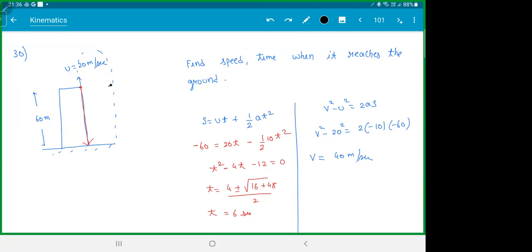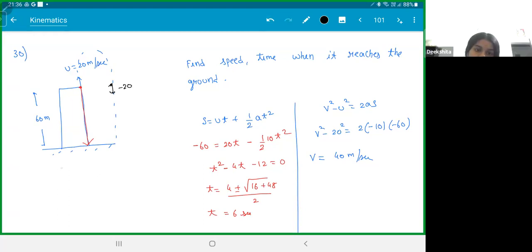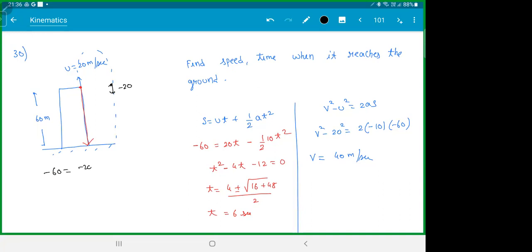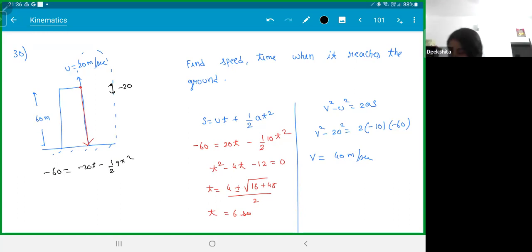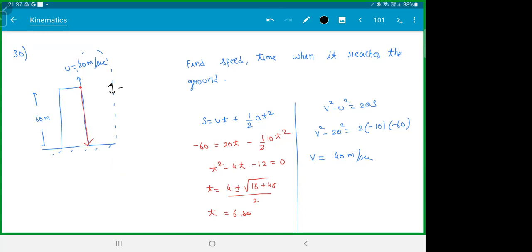So when you came back, what did you take speed as? Minus 20 downward? Then what is your equation? Minus 60 equals minus 20t minus half g t square. I think you're messing up the minus sign somewhere. Up positive, down negative. Be careful. You should get it. You shouldn't add 2u by g again. Why will you add that? This time includes all of that.